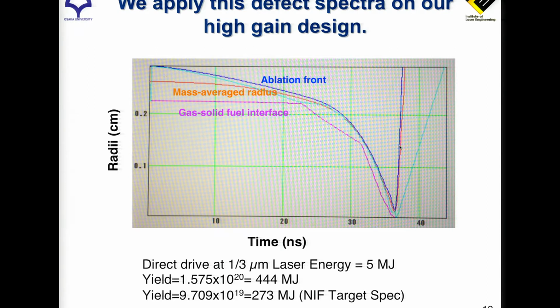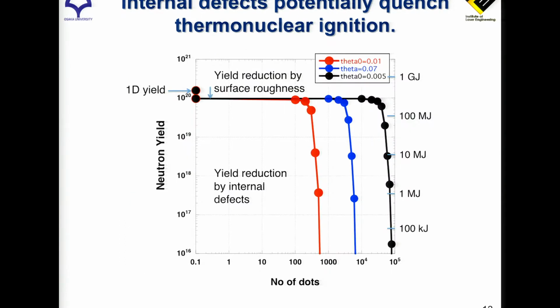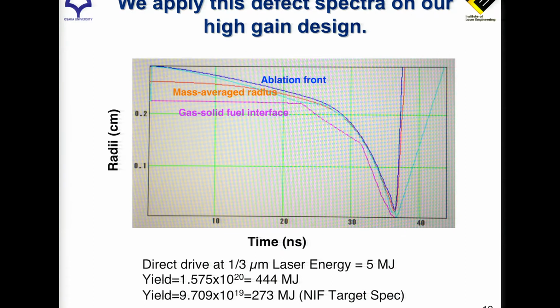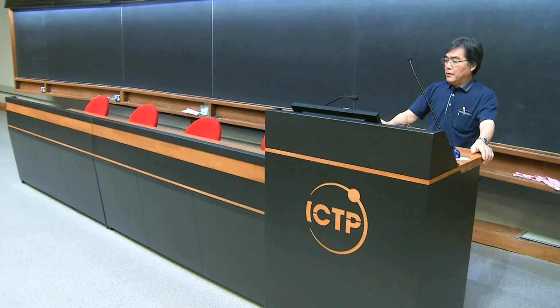That is a 1/3 micron laser, 5 megajoule. It's a relatively big laser, and the 1D fusion yield is more than 400 megajoule. So the gain is 80. And if we put in the NIF target spec, that is reduced to a little bit below 300 megajoule. So what happened?